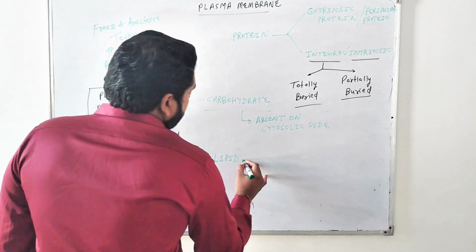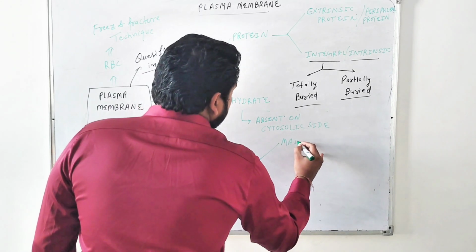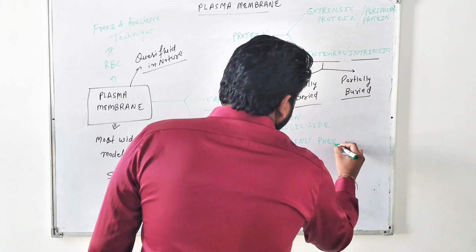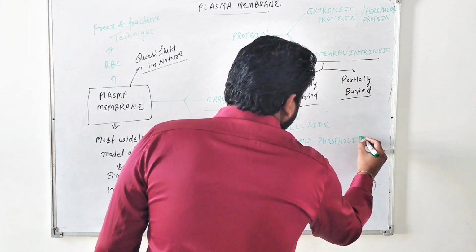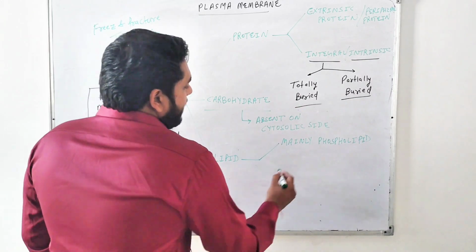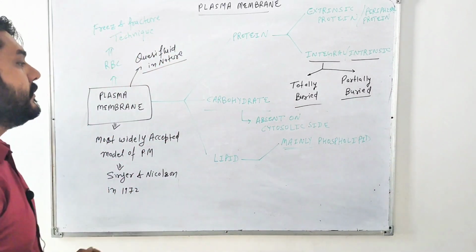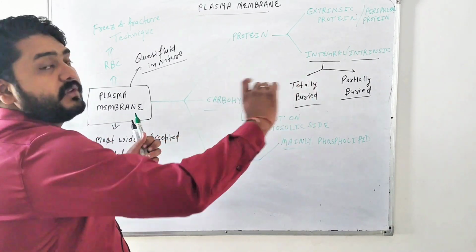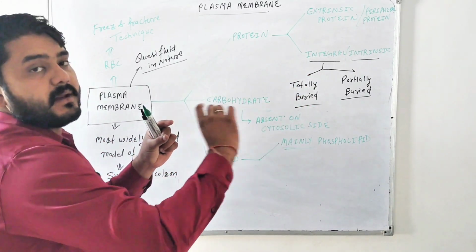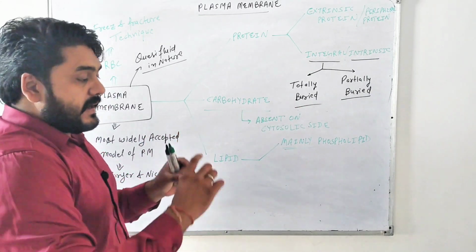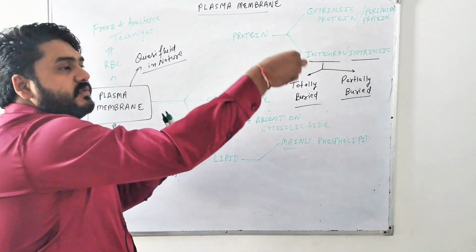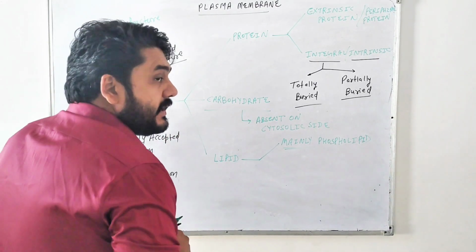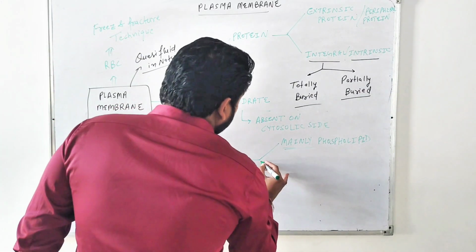And in lipid, which lipid will mainly be there? Mainly phospholipid. The main lipid present in the membrane is phospholipid. Actually the cell membrane is a phospholipid bilayer. Two layers, one on the other, like a sandwich you might have seen. In that phospholipid bilayer, the proteins will be embedded. So what is the main lipid over there? Mainly phospholipid.